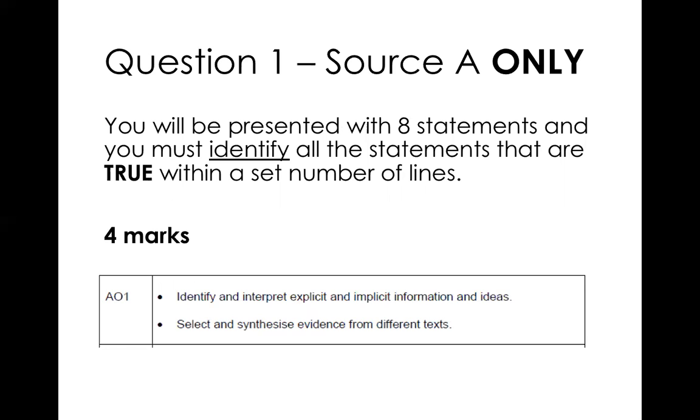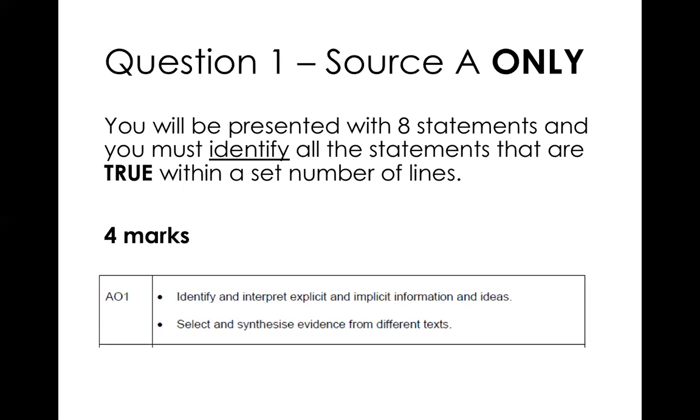So you do have to look at 2 different sources for this paper. However, you don't need to consider both sources for every single question, and I'll go into more detail about this here. So question number 1: source A only, and it will always say at the top of the question which source you need to consider. We will practice doing this in class and through these lessons, making sure we're paying attention to what we need to be looking at for each individual question.